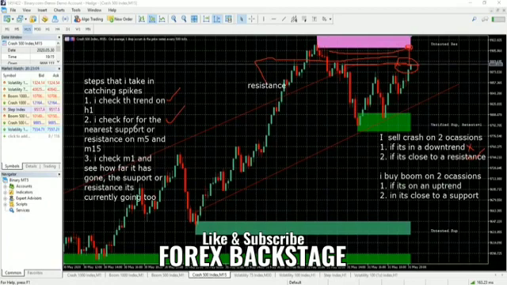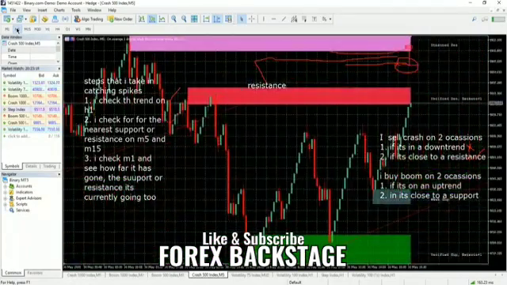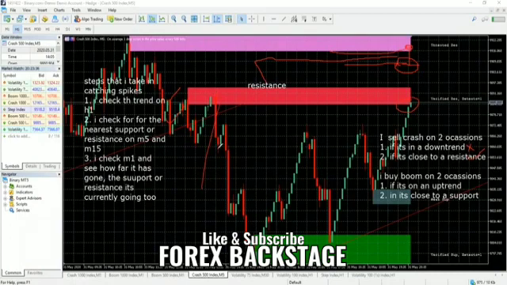Then it remains this. So we are going to check M5 and see if it is close to a resistance. You know, we are talking about crash. I should always be selling crash when it is close to a resistance. Let's check. Okay, yeah. You see now it is very close to a resistance here. See here, it came down when it was here. Okay, yeah, it came down. So now we're expecting it to fall again.